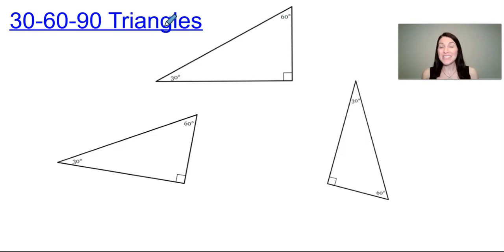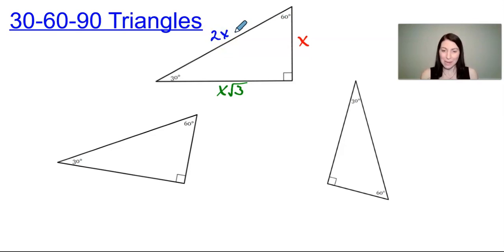So let's first label the sides of a 30-60-90 triangle. Across from the 30-degree angle, label that side x. Then I find where the 60-degree angle is, and across from that, the side is going to be x times the square root of 3. So it's going to make that side even longer. And then the hypotenuse, which is the side across from the right angle, is always going to be 2 times x, or 2 times the side length across from 30.